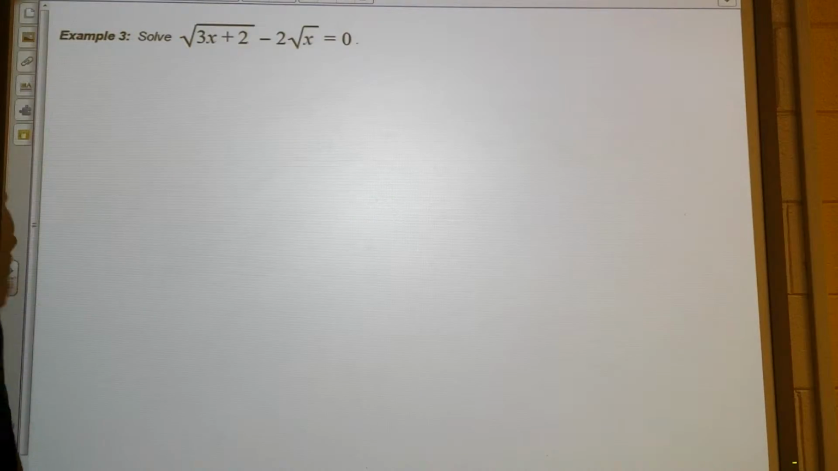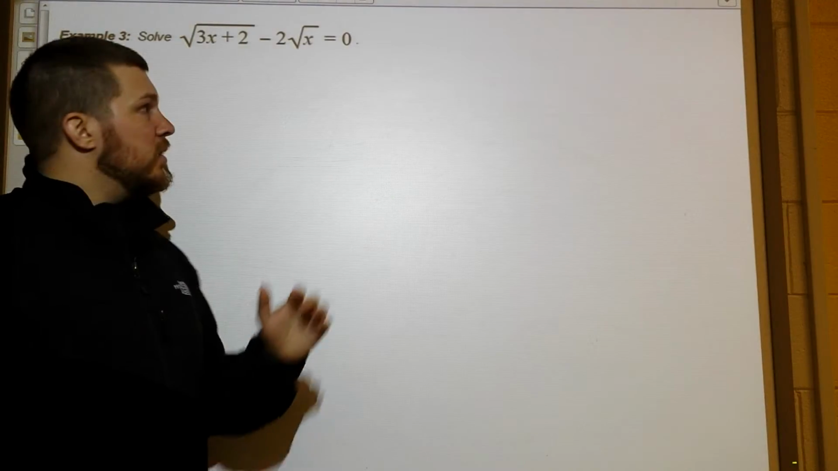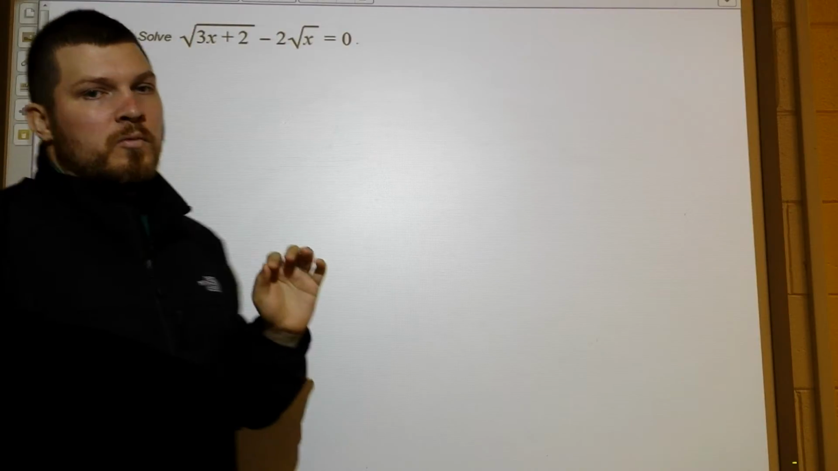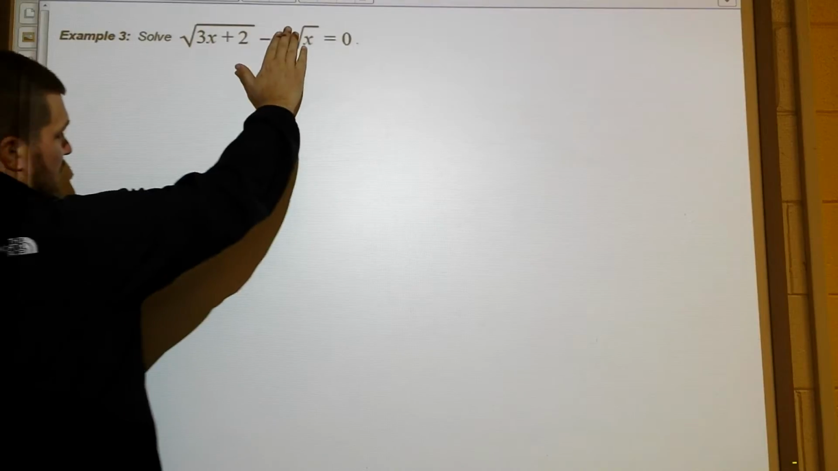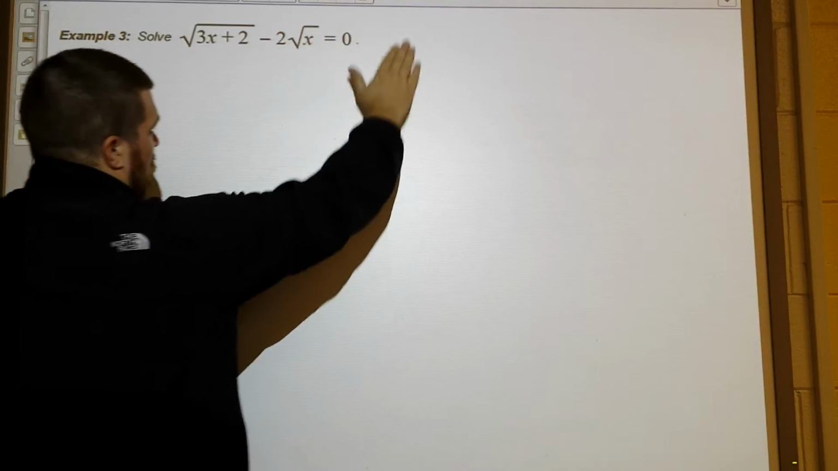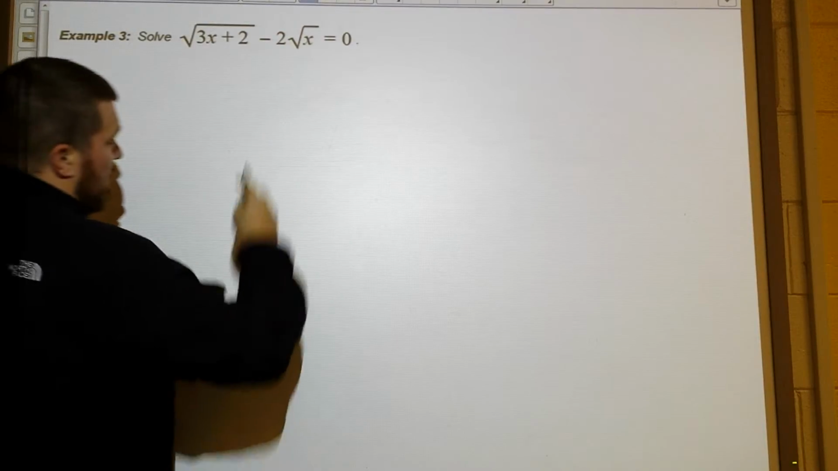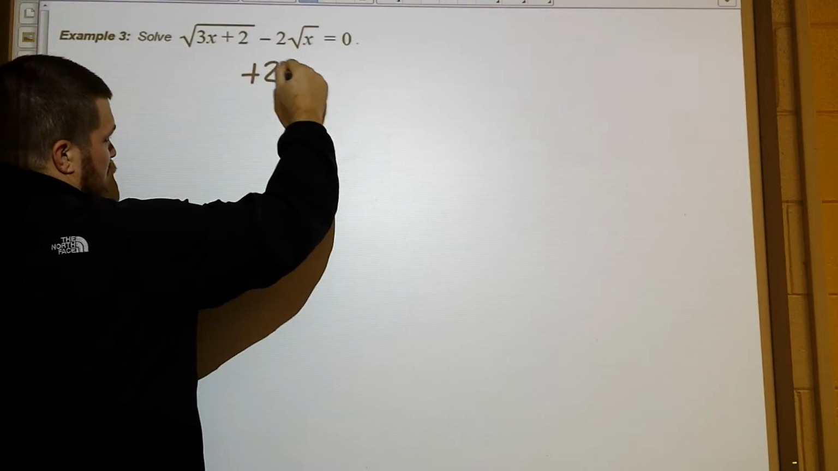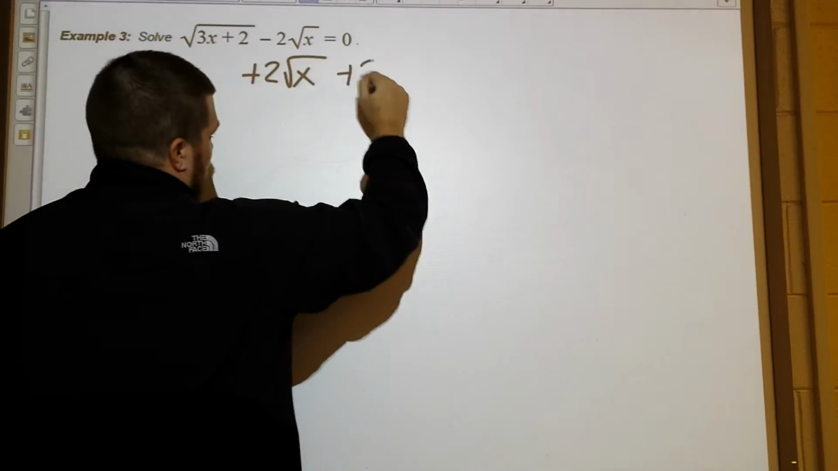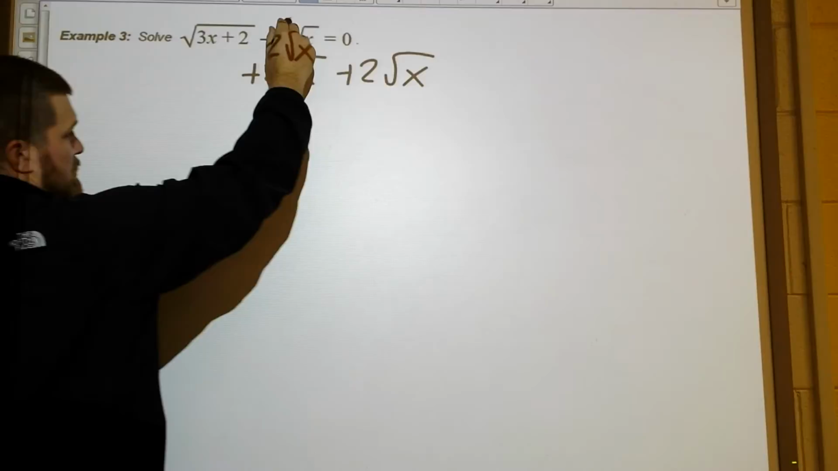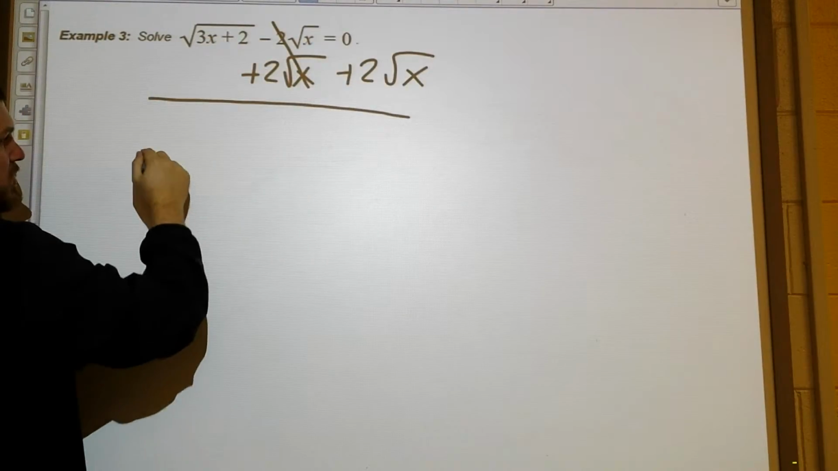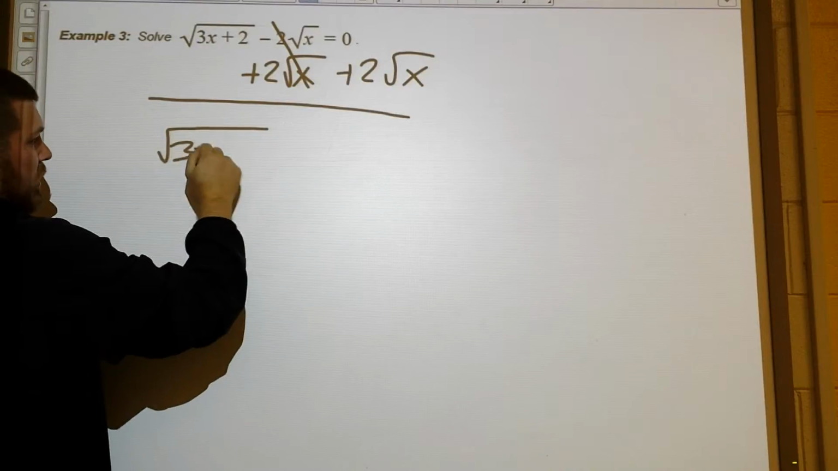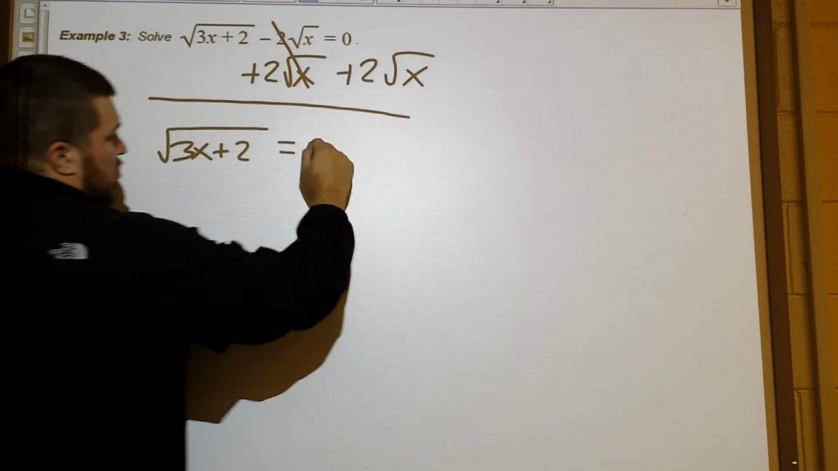In our last example, pretty complicated, we only want one root per side. So I'm going to take this root that's a little bit smaller and move it to the right hand side by adding 2 square root of x to both sides. It's going to cancel out on the left. My root of 3x plus 2 that I haven't touched just falls down, and I get 2 square root of x.